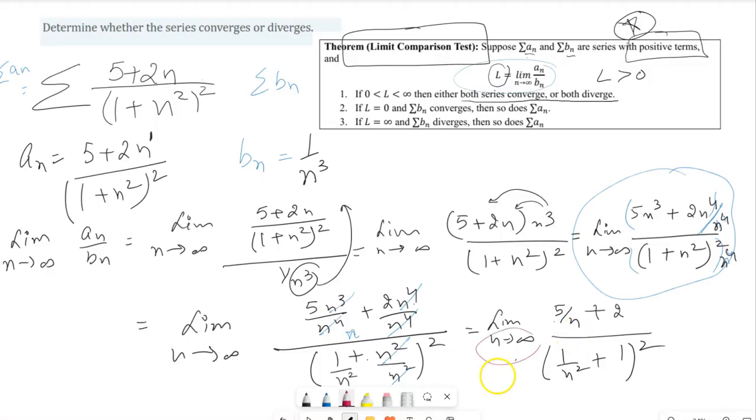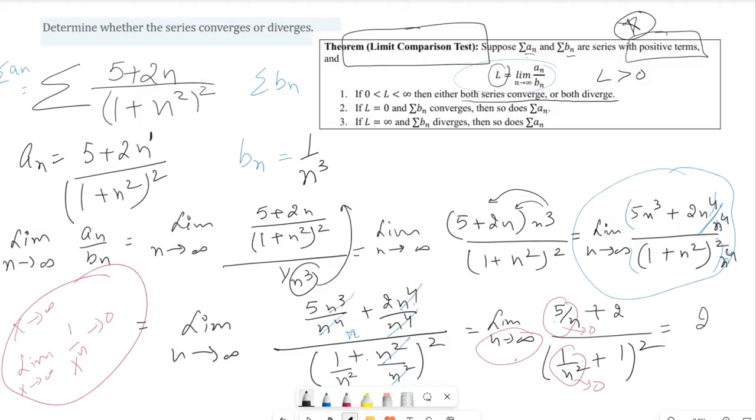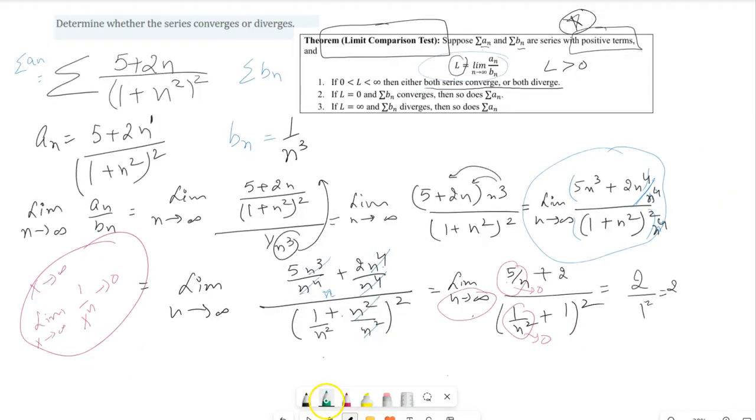Now we know n is approaching infinity. That means we know from our calculus limits that if x is approaching infinity, the limit of 1 by x to the power n is approaching 0, right? That means 5 by n should go to 0, and 1 by n squared should also approach 0. So what are we left with? 2 divided by 1 squared, which is 2. We found this limit. This is what we were calling L, and this is a positive limit.